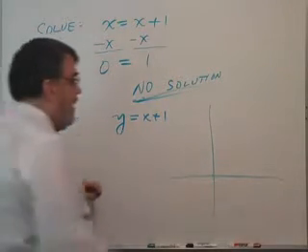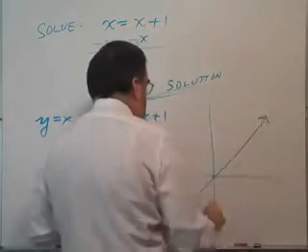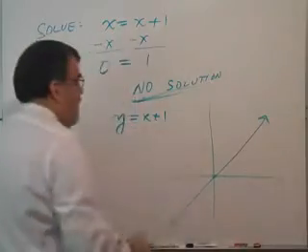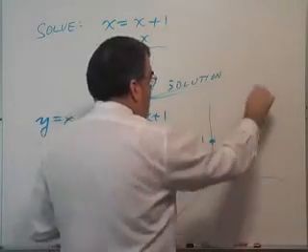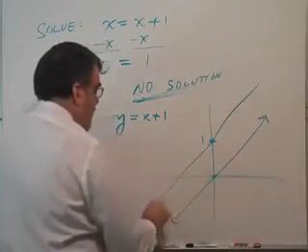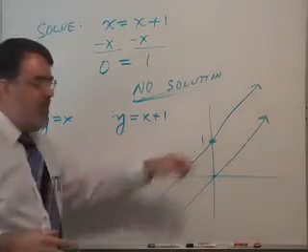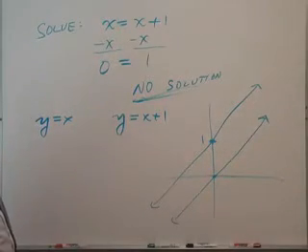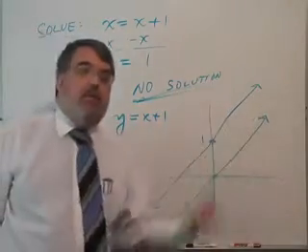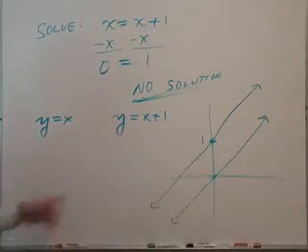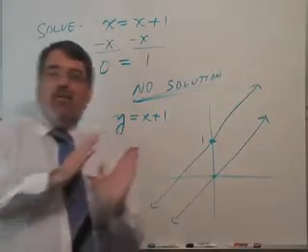y equals x is this line here going through the origin, and y equals x plus 1 is this line going through the y-intercept at 1. Okay, well, that's supposed to be straight. It's a little wobbly. But the idea is that they're parallel. If you learned about slope in your previous algebra, each of these lines has the same slope of 1. That means they're going in the same direction.